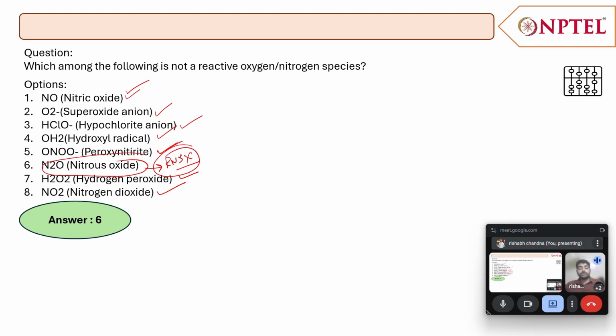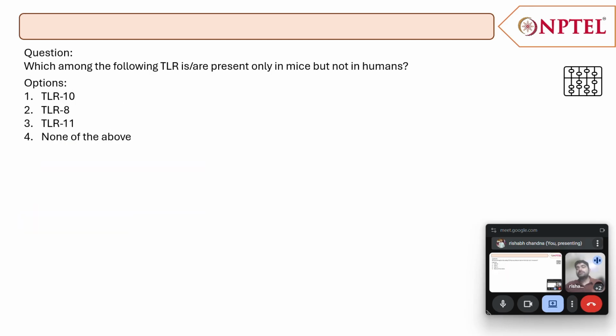Okay, so let's move on to the next question. Which among the following TLR is only present in mice but not in humans? So what can be the correct answer? Okay, so the correct answer is option 11. So TLR11 is only present in mice but not in humans.